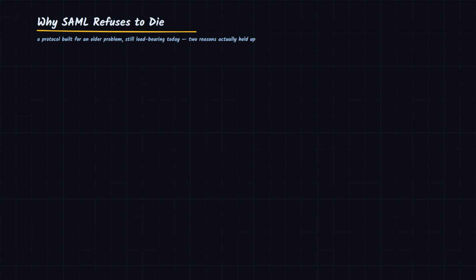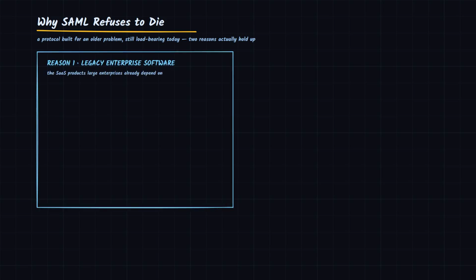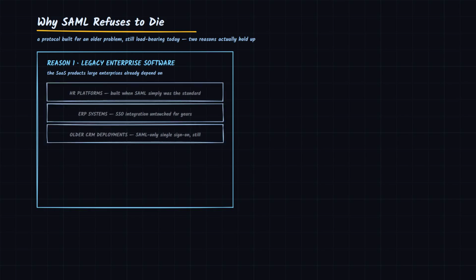None of this explains why a protocol built for an older problem is still load-bearing in current enterprise architecture. Two reasons actually hold up. The first is legacy enterprise software. A meaningful share of the SaaS products large enterprises depend on, HR platforms, ERP systems, older CRM deployments, were built in an era when SAML was simply the standard, and many still only support SAML for single sign-on today.